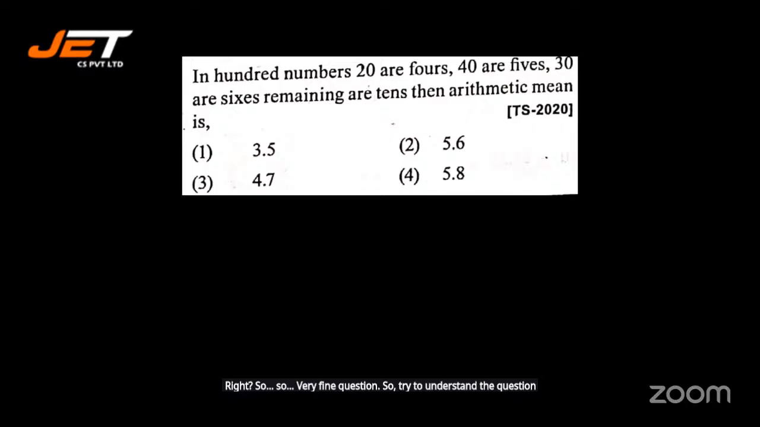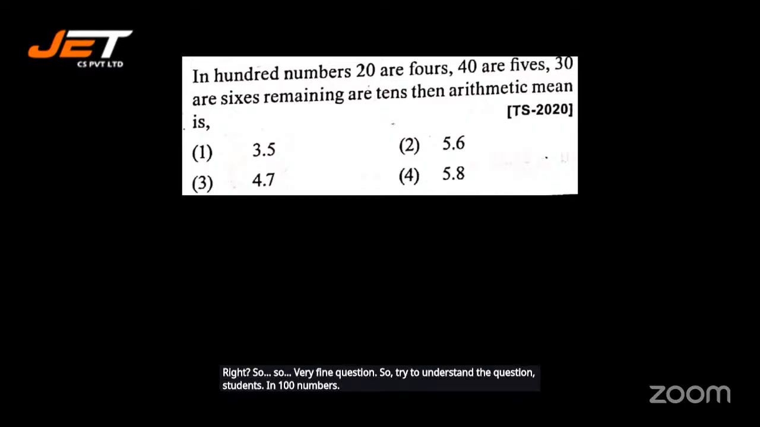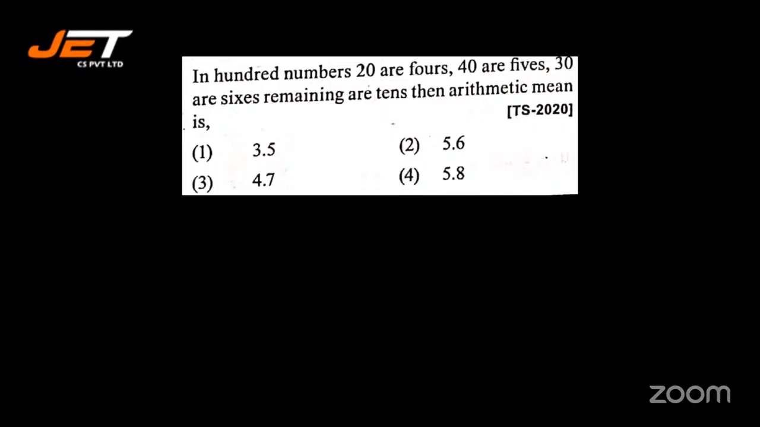In 100 numbers, 20 are 4s, 40 are 5s, 30 are 6s, remaining are 10s. Then arithmetic mean is dash. Try yourself. You can take your 1 full minute, and then give your answers.